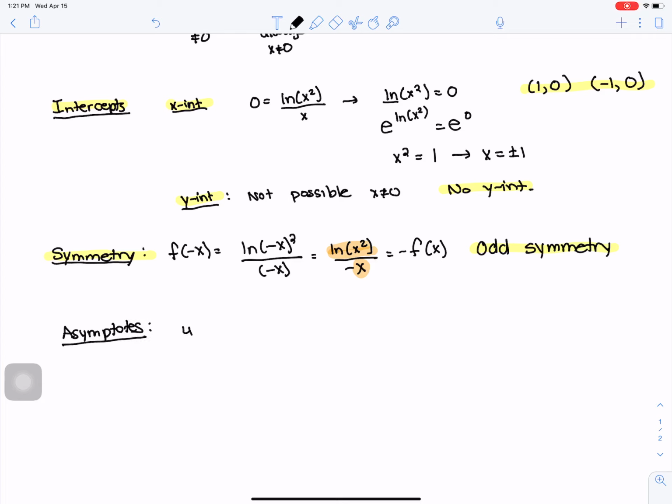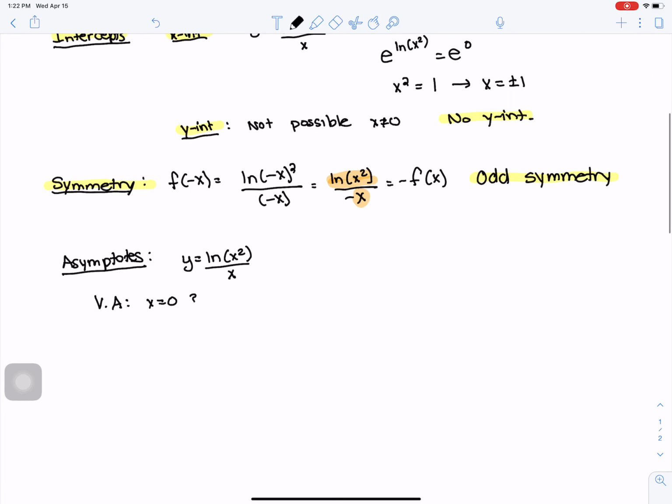So y equals ln x squared over x. I feel like there's a vertical asymptote at x equals 0. I'm going to put a question mark here because I feel a little unsure about that, because ln of 0, I don't know what that is, but 0 on the bottom, I think x equals 0 is a non-permissible value, which leads me to think it's a vertical asymptote. Let's see if this actually is true or not.